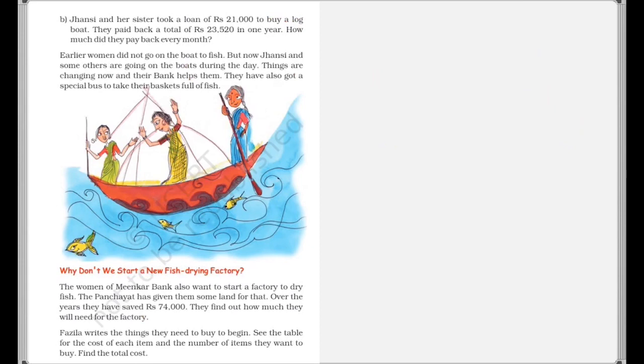Now we have, why don't we start a new fish drying factory? The women of Meenkar Bank also want to start a factory to dry fish. The Panchayat has given them some land for that. Over the years they have saved rupees 74,000. They find out how much they will need for the factory. Fazila writes the things they need to buy to begin. See the table for the cost of each item and the number of items they want to buy, and find the total cost.